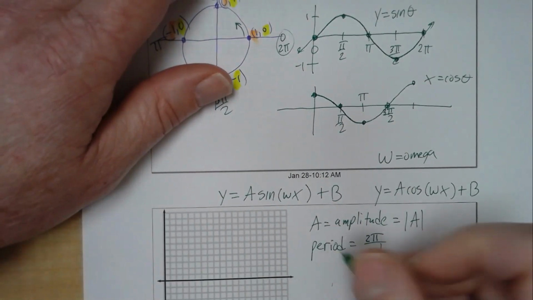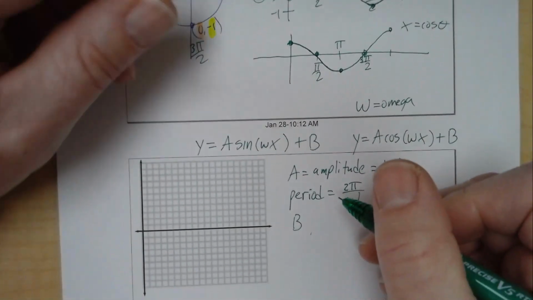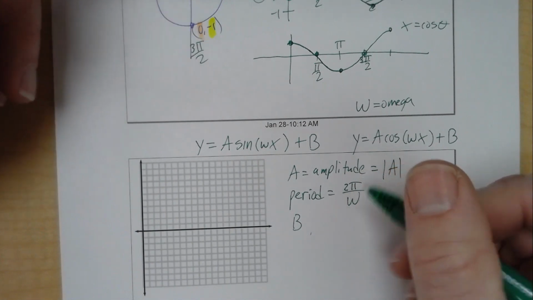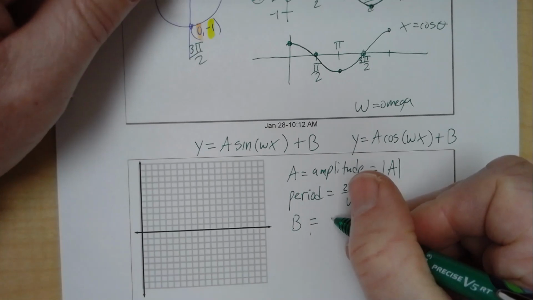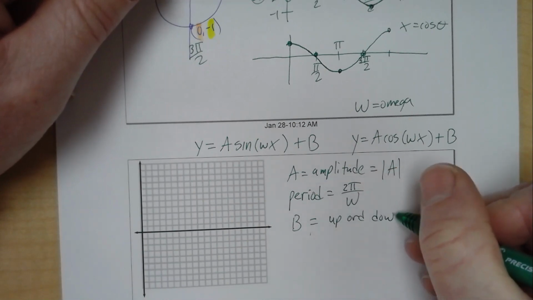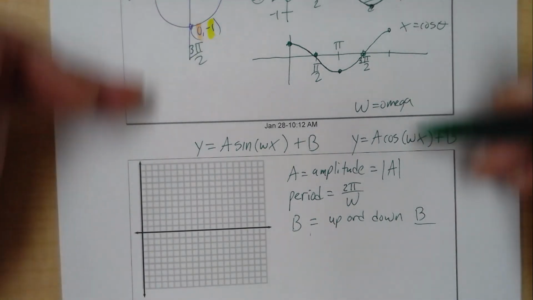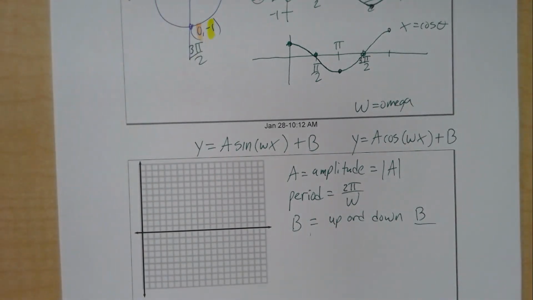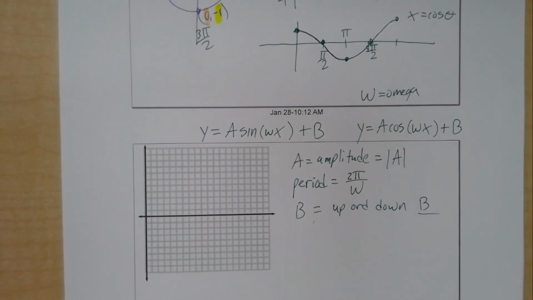And then B is just like all functions. If you add to the function or subtract from the function, it moves the curve up or down. So if B is positive, it moves the function up. If B is negative, it moves the function down. So those are all the things we can do to the sine and cosine curve. Well, we actually do a couple other things, but it's in another section. Phase shifting is kind of a pain, but this is the basics of it.